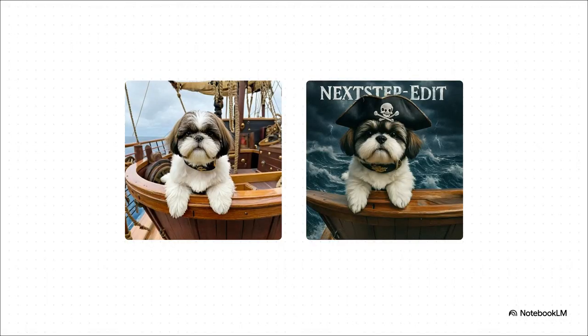So on the left, you've got this cute little dog on a ship. The instruction was something like, turn him into a pirate on a stormy sea. And on the right, boom, just like that. The model adds the pirate hat. It completely changes the background to a raging, stormy ocean, and it keeps the dog perfectly in place. This kind of editing, just based on an instruction, it's unbelievably powerful.